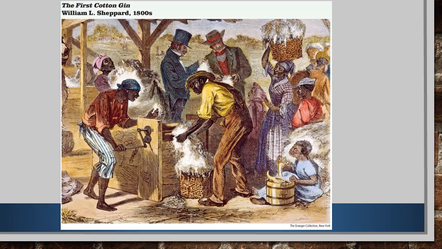So here's an illustration of slaves ginning cotton. And if you've ever wondered why it's called the gin, that's actually short for engine. Except cotton gin, people say that really fast, and you stop saying the N part. Cotton gin instead of cotton engine.